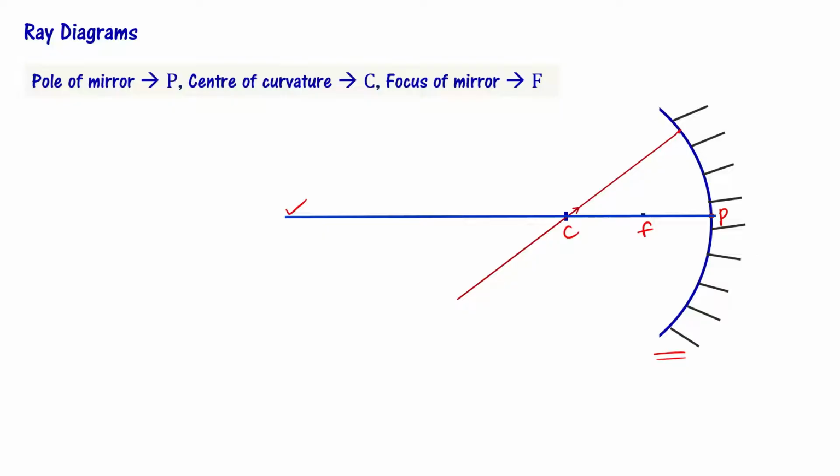It has to reflect means I have to first find what is the angle of incidence, then that is equal to angle of reflection, right? So in this case, what is the angle of incidence? Angle of incidence తెలియాలంటే what we have to do?